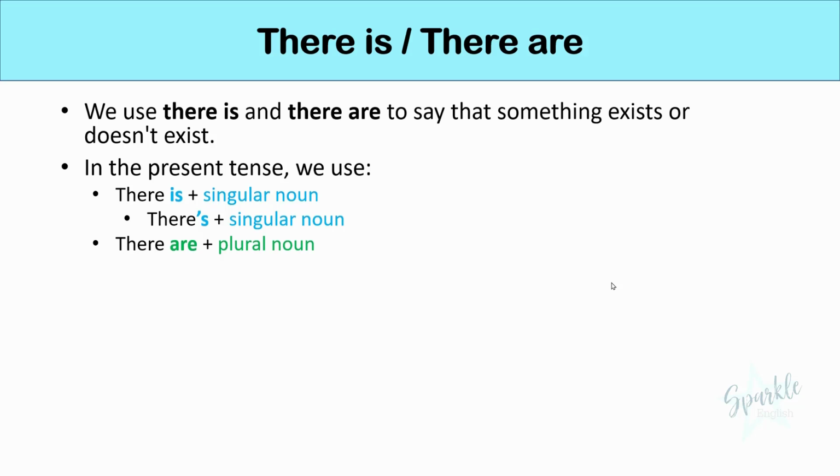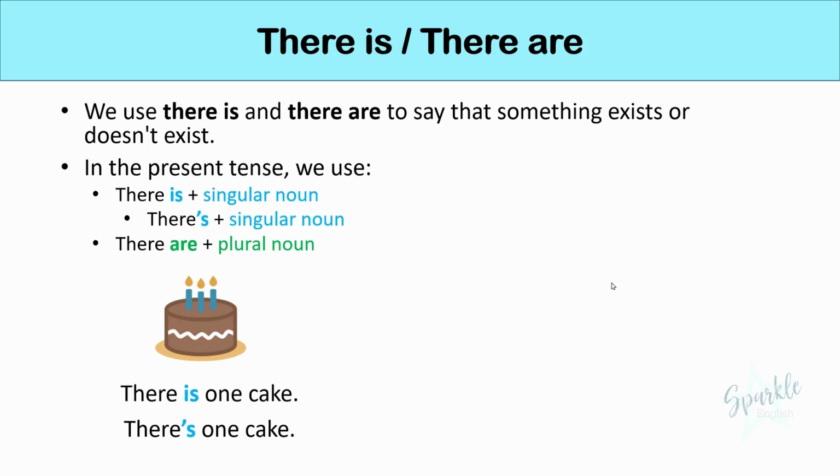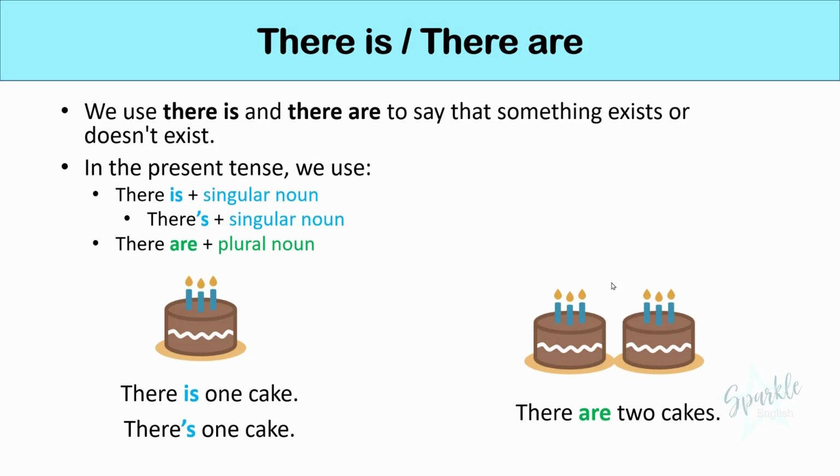We use there is plus a singular noun, or you can say there's plus a singular noun. There's means there is. For example, there is one cake, or there's one cake. And we use there are plus a plural noun when there is more than one thing. For example, there are two cakes.